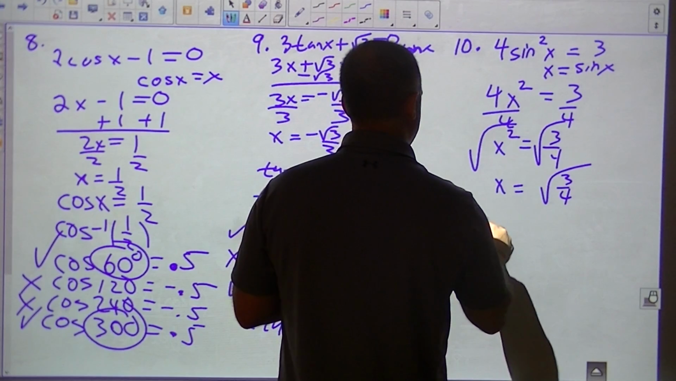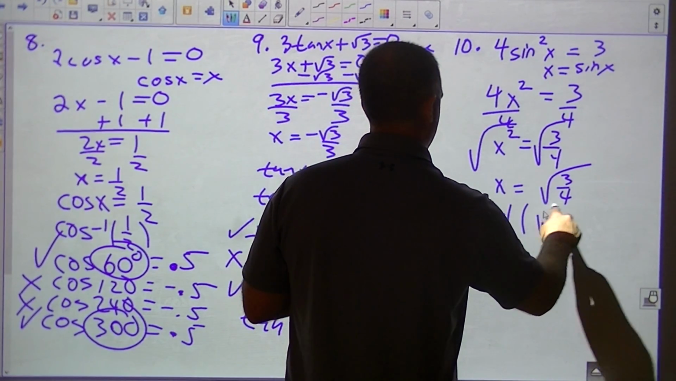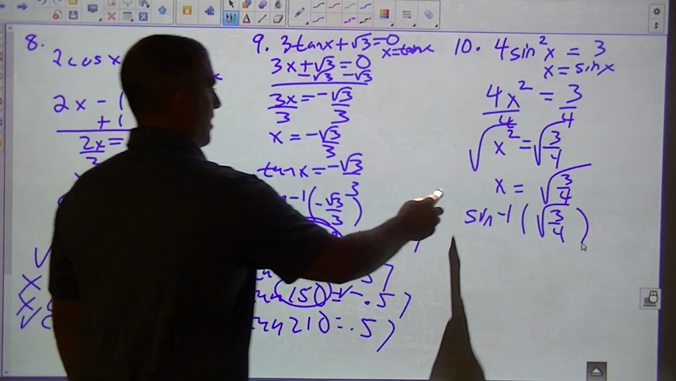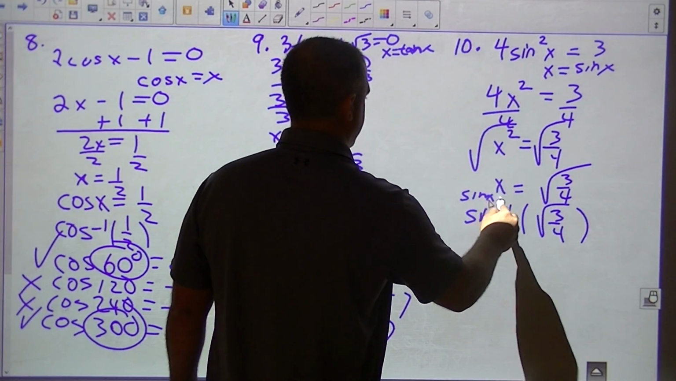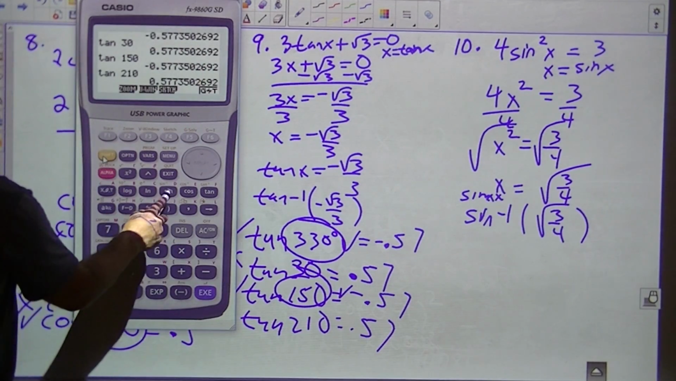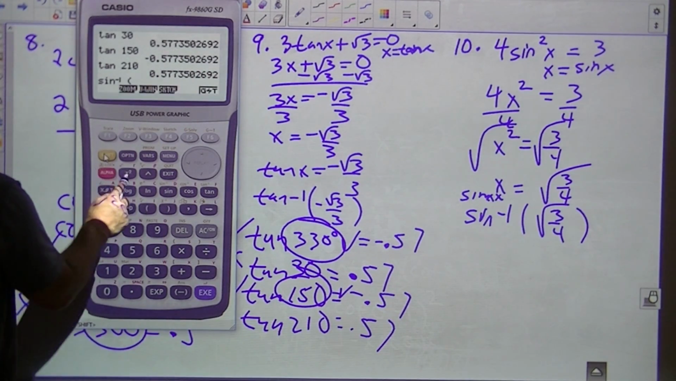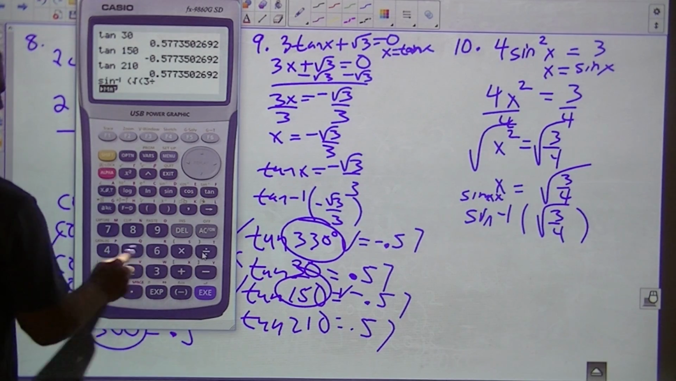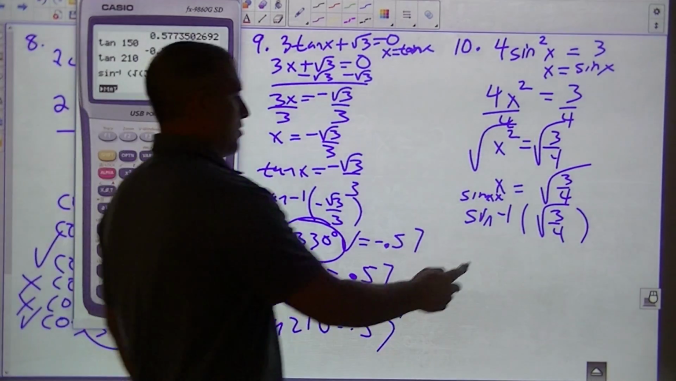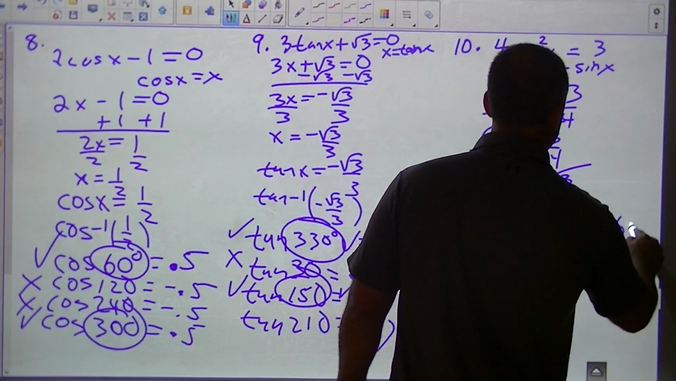Okay? Inverse sine of big square root of 3 over 4. All right? And so, sorry, I should have brought that back. So sine of x equals this. Okay? So I do big sine inverse. Now, it's very important that we put a fraction of 3/4. Okay? Make sure you close that. Okay? So the first angle that worked was 60 degrees.